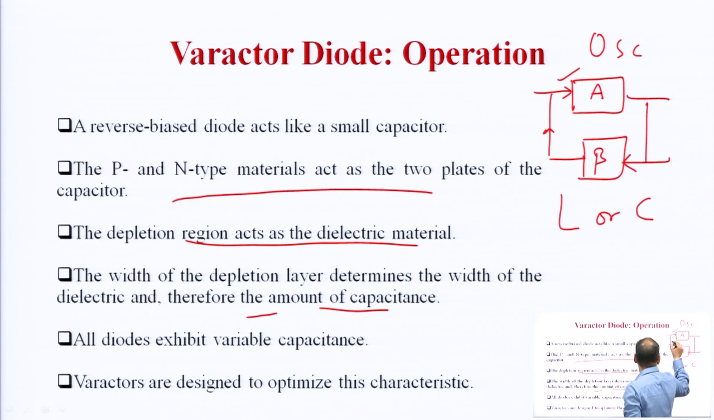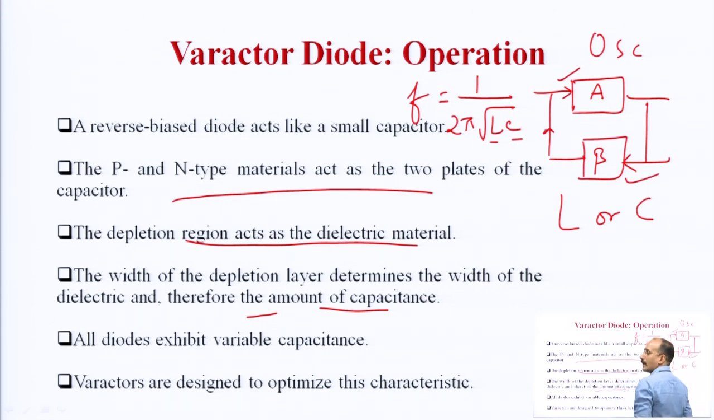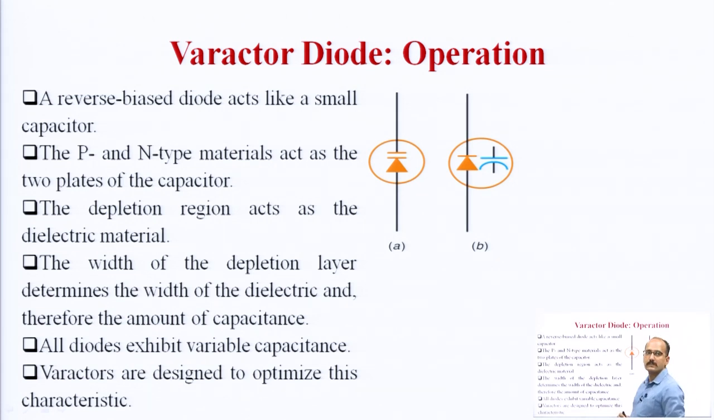Because the frequency of oscillation of this circuit is given by 1 upon 2 pi root LC, if the L or C value is changed, then the overall frequency is also changed. It means if you change the tank circuit inductance or capacitance, it will directly change the output frequency. So, in frequency modulator circuits, we are actually using this type of varactor diode. These varactor diodes are specially designed diodes which are used in reverse bias so that they can work like a variable capacitor.